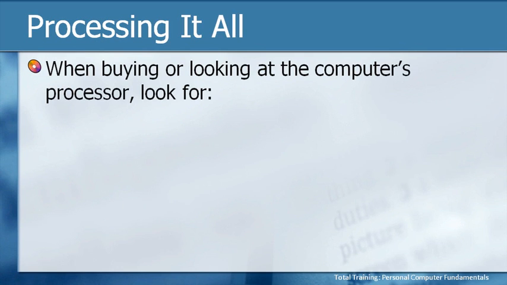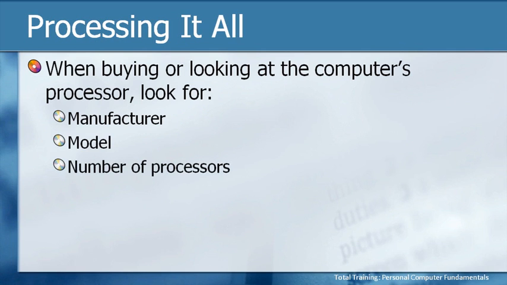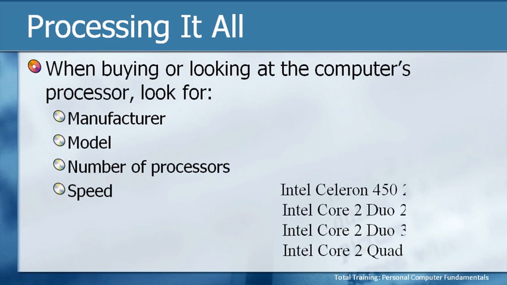When you're buying or looking at the computer's processor, you need to look for several things. First of all, who's the manufacturer? What's the model? How many processors does it actually have? Remember that single core, dual core, quad core we talked about. And then what is the actual processor speed? Let's look at a specific example so you can see how you would compare processors if you were purchasing a computer. I've listed for you 4 actual examples of processors that you can buy. You'll notice that the manufacturer is the same. These are all Intel processors, but they have different models. There's a Celeron, 3 Core 2s, 2 that are Duos, 1 that's a quad, and then a whole variety of speeds.